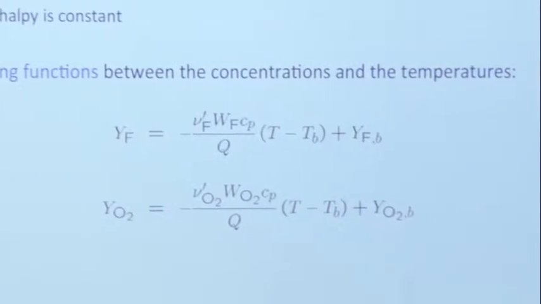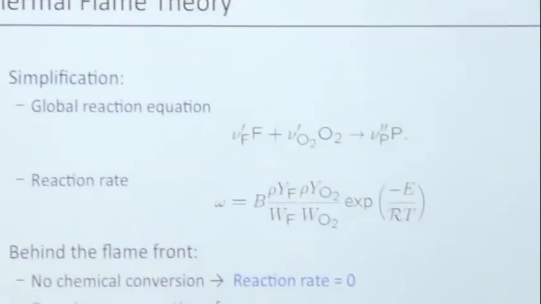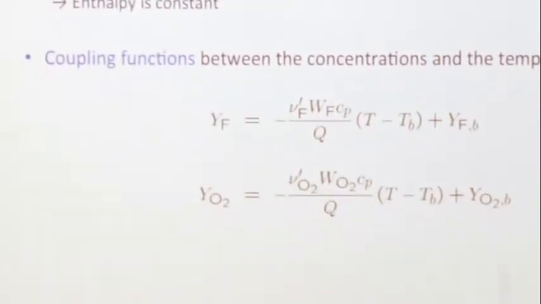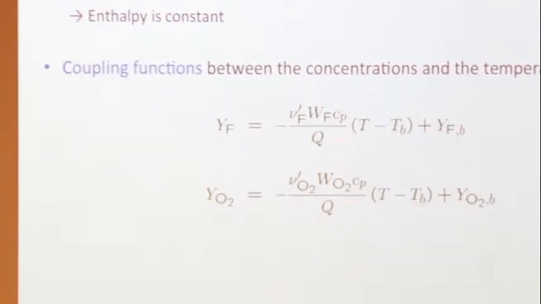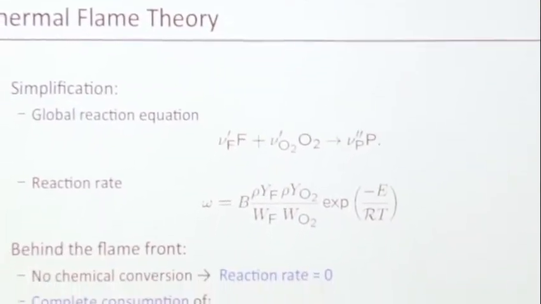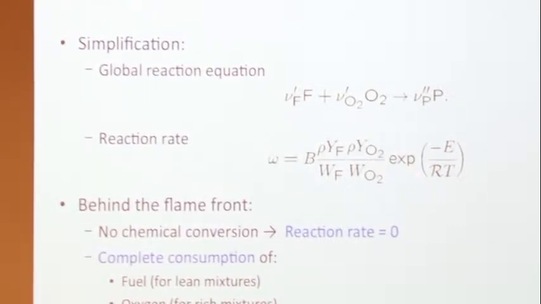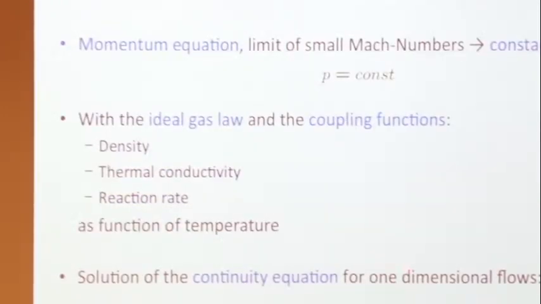So this is good. I told you how important coupling functions are. This is very important because here I have 3 unknowns: Y fuel, Y oxygen, temperature. In this reaction rate, I can replace YF by the temperature, and I can replace YO2 by the temperature. So if I plug this in here, I have something like B times some function of temperature times exponential minus 1 over temperature. So there's only 1 unknown. I have 1 equation I need to solve, and the whole problem is solved.